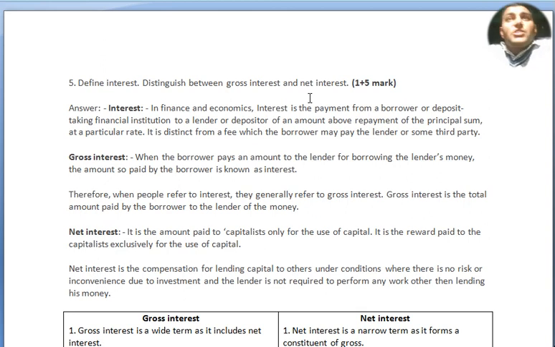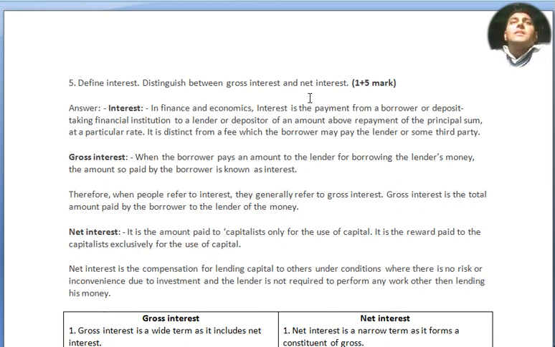Define interest. Distinguish between gross interest and net interest. Interest. In finance and economics, interest is the payment from a borrower or deposit taking financial institution to a lender or depositor of an amount above repayment of the principal sum at a particular rate. It is distinct from a fee which the borrower may pay the lender or some third party.